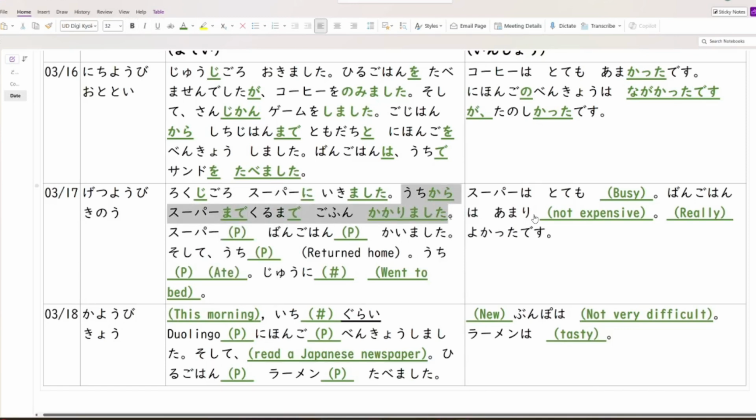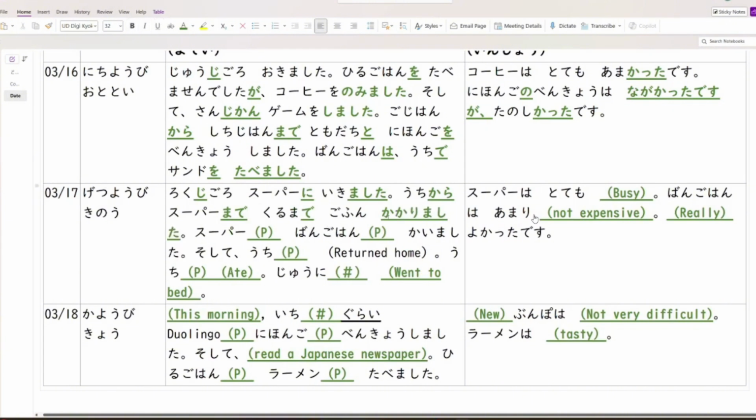読んでください。Can you read that for me? Uchi kara super made kuruma de 5分かかりました。はい、はい、正解です。次。Okay. Super blank. We'll get to it. Ban gohan. Well, we'll see. Kaimashita. Yeah, it kind of splits off there. That kaimashita just means to buy, right? Okay. Yeah.